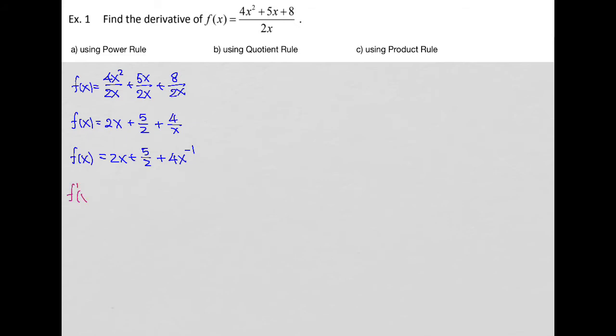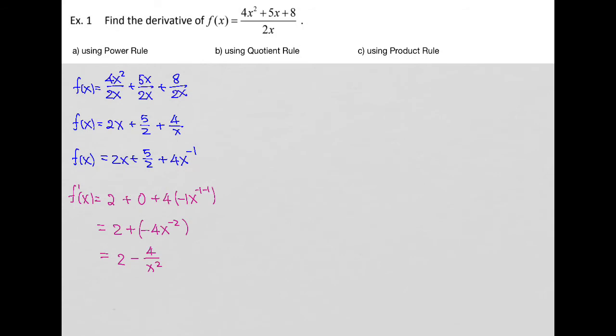So f prime x will be 2, plus 5 over 2 is a constant, so it becomes 0, and for the 4, bring down the exponent 1, x to the exponent negative 1 minus 1. So you're going to have 2 plus negative 4 x to the power negative 2. And because there's a negative exponent, we're going to change it into a fraction to avoid the negative exponent. So we have 2 minus 4 over x squared.